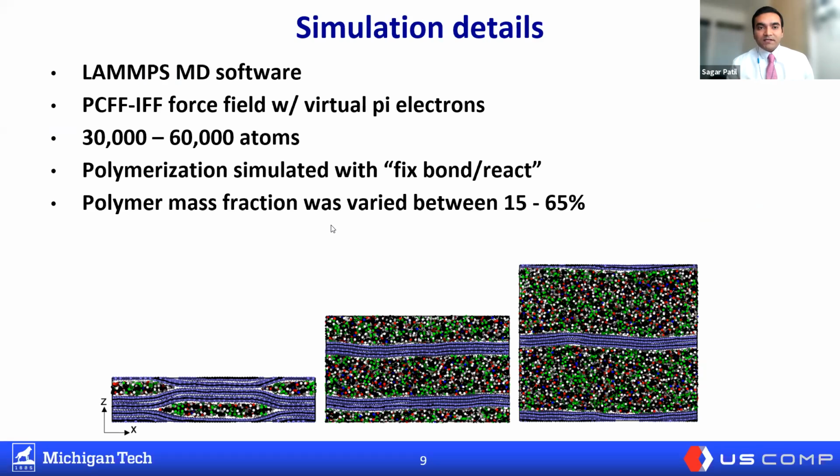The model size varies from 30,000 to 60,000 atoms, which is quite a lot, quite big models. The polymerization is simulated using the fix bond react command, which again significantly reduces the computation time of these simulations. And then we've created different models with varying mass fraction as shown on the slide.